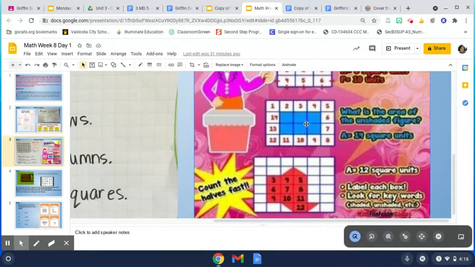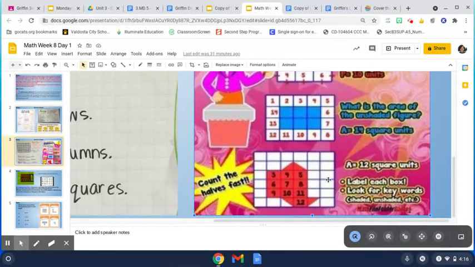The area of the inside or the unshaded figure. What is the area of the unshaded figure? The area of the unshaded figure, we count 1, 2, 3, 4, 5, 6, 7, 8, 9, 10, 11, 12, 13, 14. 14 square units.